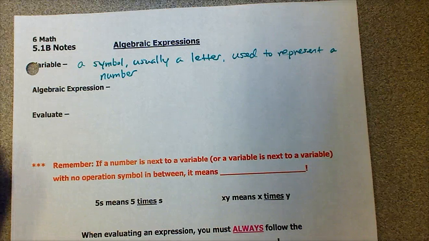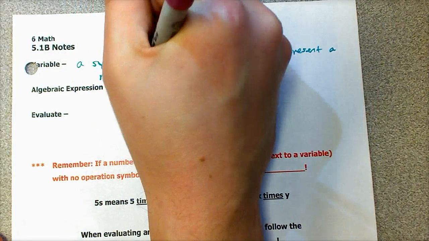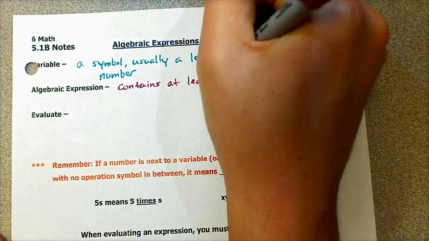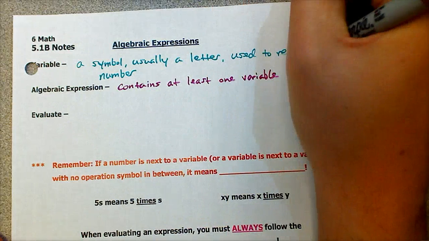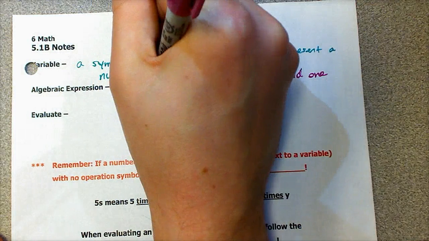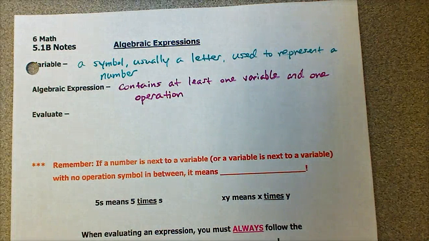An algebraic expression, as opposed to a numerical expression, has at least one variable in it. So an algebraic expression contains at least one variable and one operation. So it has to have a variable and it has to have addition, subtraction, multiplication, or division in it. One of those things.